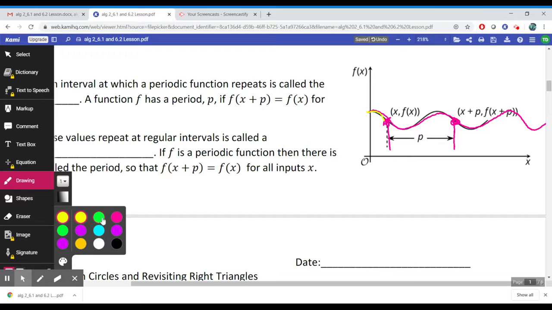We'll start with maybe yellow there, and then green on this one. And then I'll use blue for the next one. And then a last one with maybe orange here. But the function is actually just repeating itself over and over every p units that pass.